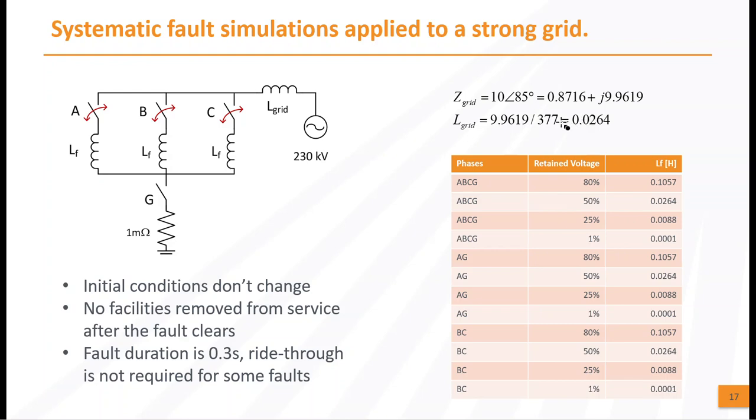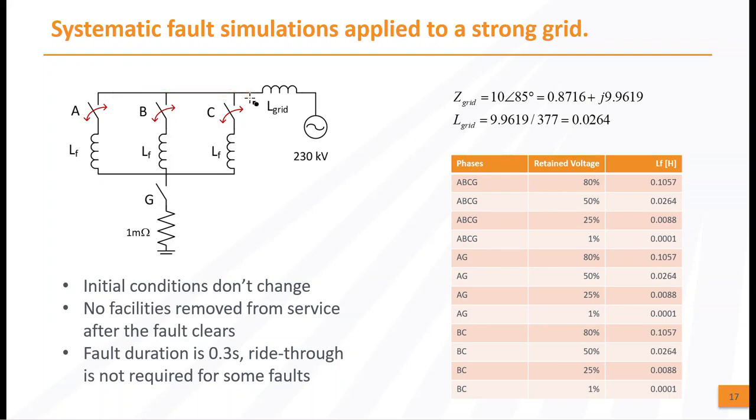The source impedance is 10 ohms, or 26.4 millihenries. If we apply that same inductance to the fault, so if we want to retain a 50% voltage, we put a fault inductance of 0.0264 henries in each of the phases, A, B, and C. If you look at it as a voltage divider with L grid and LF, then we're going to get a 50% voltage division of the 230 kV right here. So that's going to give us a 50% retained voltage for as long as that fault is on.